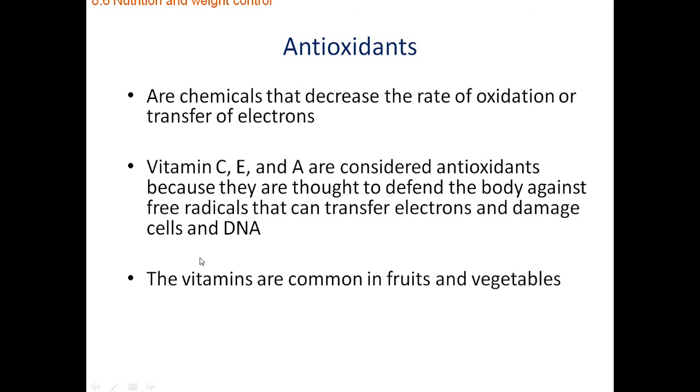Now, an antioxidant is something that decreases the rate of oxidation. Whenever we oxidize, we transfer electrons, and oxidation can damage DNA and can damage cells. It actually kind of causes aging. So antioxidants prevent the transfer of electrons from occurring. Vitamins C, E, and A are all considered antioxidants because they believe they stop the body from creating free radicals, and free radicals are what actually transfer the electrons. C, A, and E are common in fruits and vegetables.